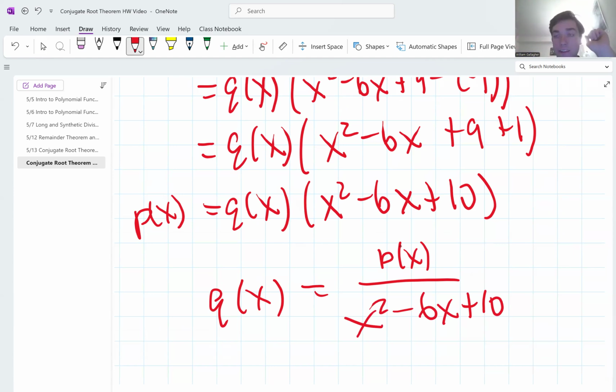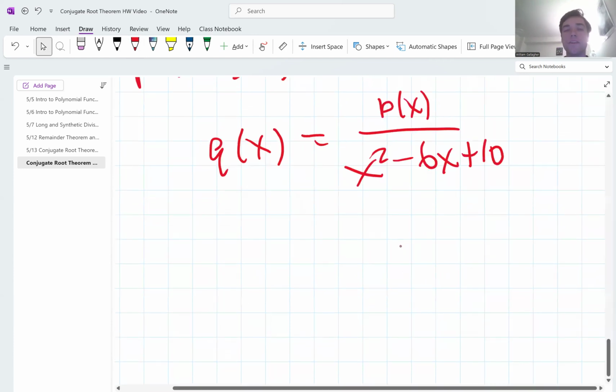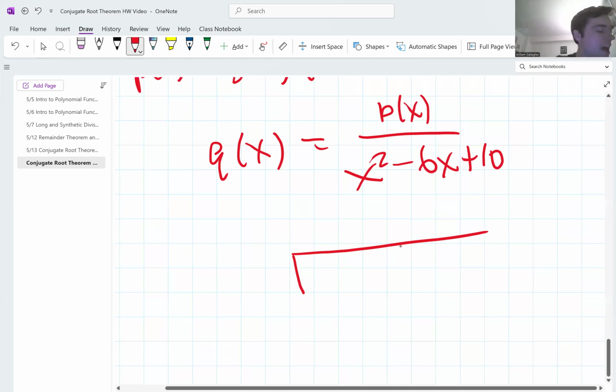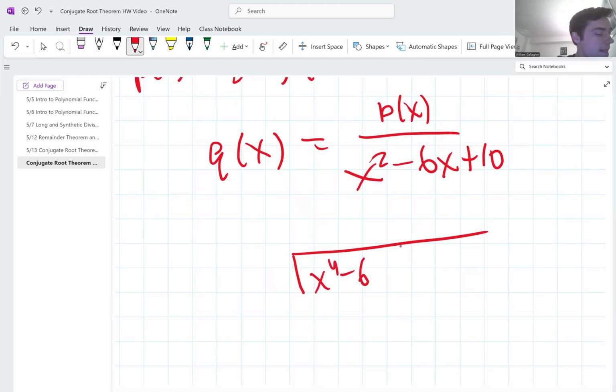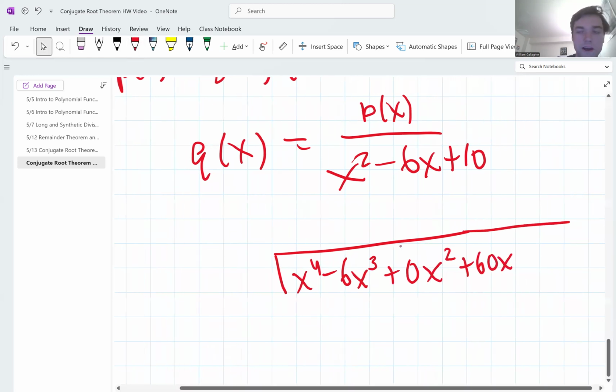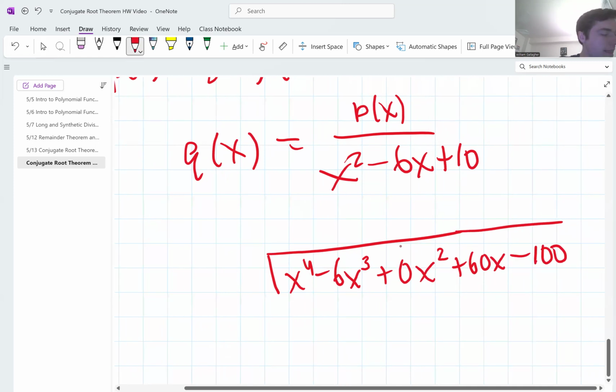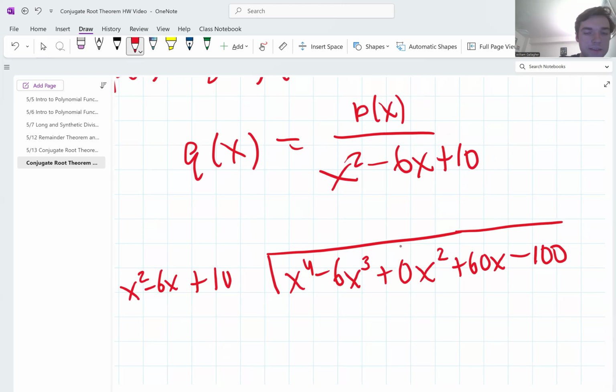And again, I can't synthetically divide here, sadly, because I have a trinomial in my denominator. So when you fill out the division house, you need to put the placeholder. That's x squared, and then plus 60x, and then minus 100. And then x squared minus 6x plus 10. And so x to the 4th divided by x squared is just x squared.